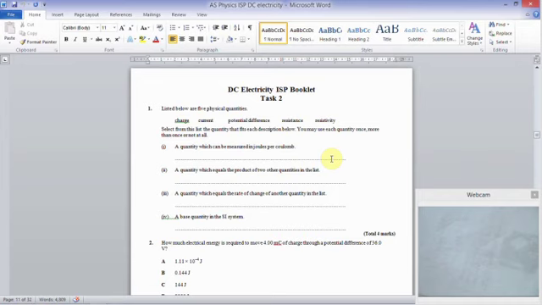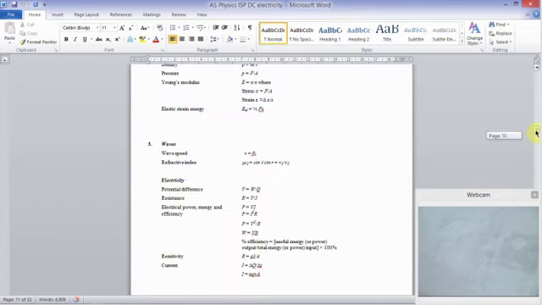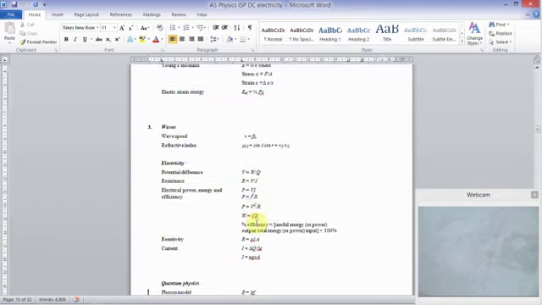So these are all quantities, not units. A quantity that can be measured in joules per coulomb. So a joule per coulomb. We're after work done over charge. So you look to your equation list and look for the one that's got work done over charge. Look at electricity: work done over charge, straight away potential difference. So let's make that nice and easy.